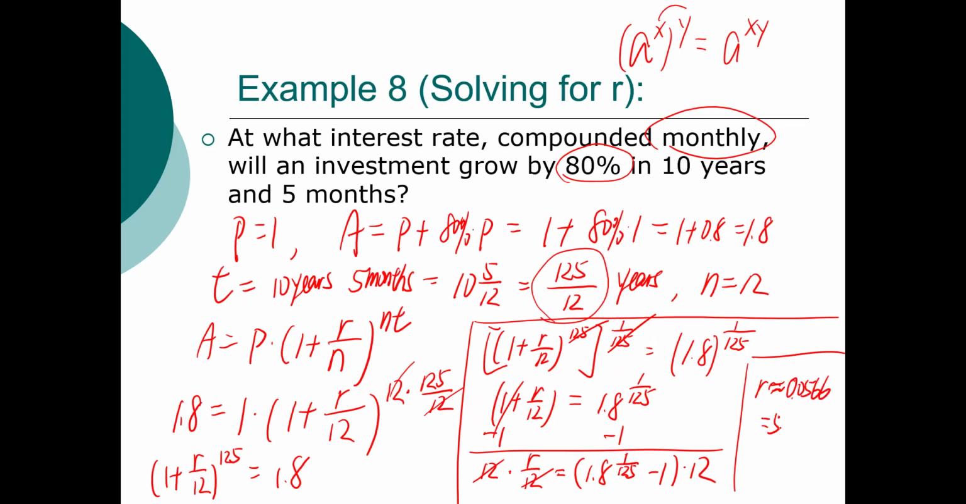So it's 5.66%. That's really what we're looking at. We're using some of the exponential properties and then getting the interest rate.